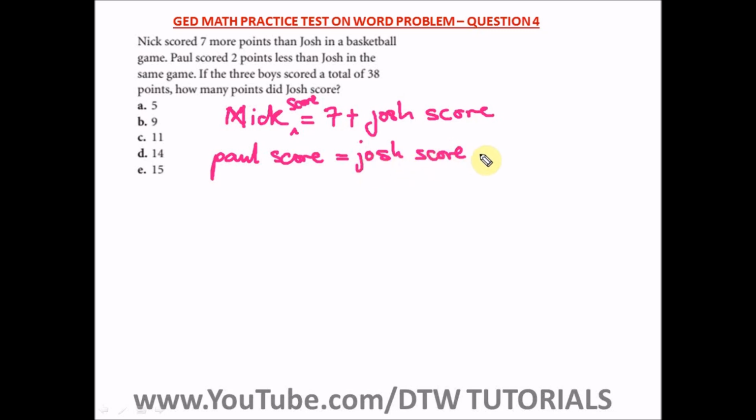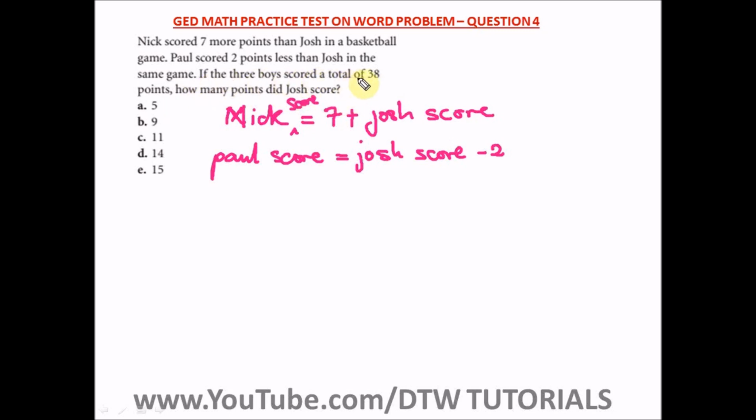So George's score is what? Minus what? 2. This is what the statement means. Paul scored 2 points less than Josh in the same game. So Paul's score is equal to Josh's score minus 2. Now, it further says, if the 3 boys scored a total of 38 points, how many points did Josh score?